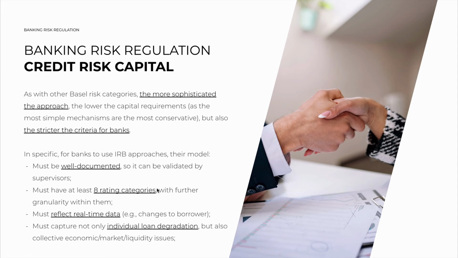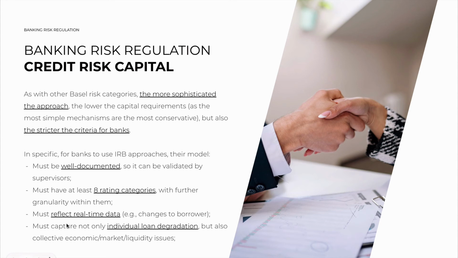Here's the thing though, they need to have further granularity within them. So if you have 2 loans that are AAA, for example, they still must have a quantifiable score within AAA. Also, they must reflect real-time data. That is, if there is a change to the borrower on this day or this week, the model should reflect that right away, because a model that reflects changes only from last month or even earlier is just not useful.